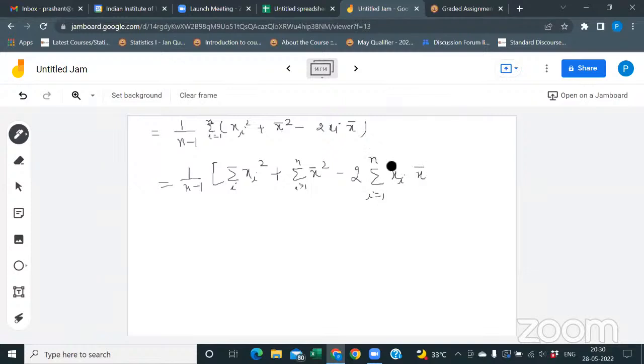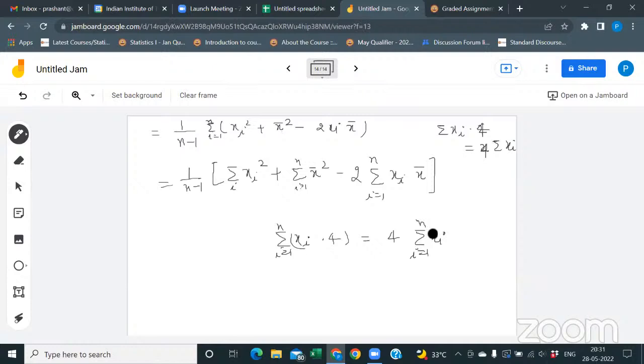Now, suppose I'm writing summation of xi into 2. So can I write it as 2 into summation of xi? Suppose this is 4, can I write that? See, sir, this is suppose a constant term. How can we take it outside? Summation i equals 1 to n of 4 xi, can I write this as 4 times summation i equals 1 to n xi?